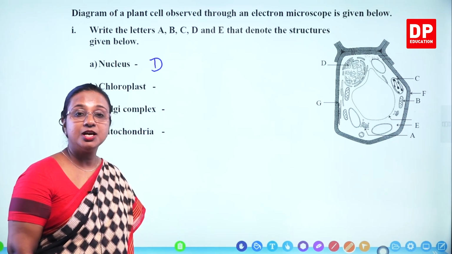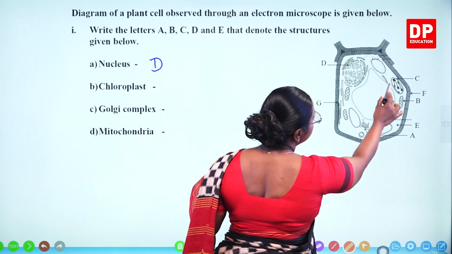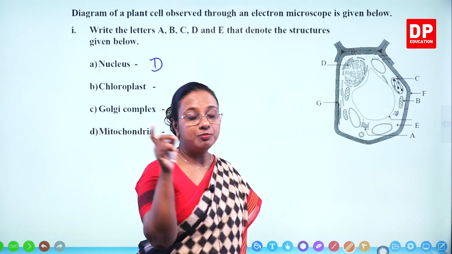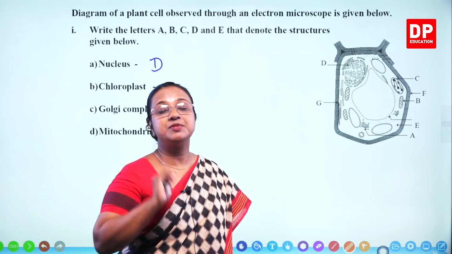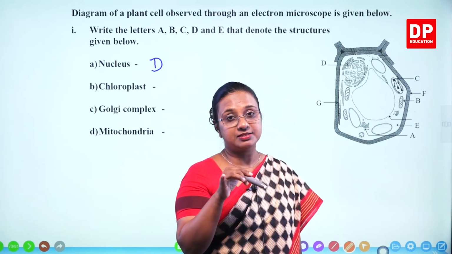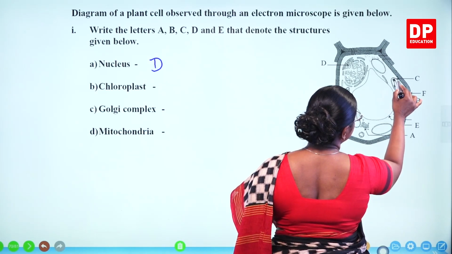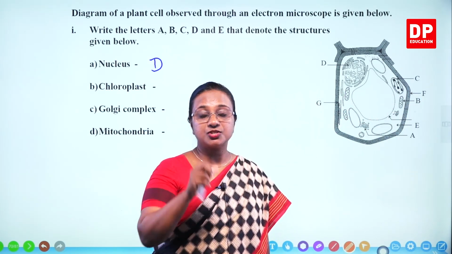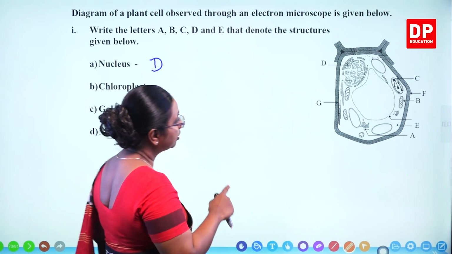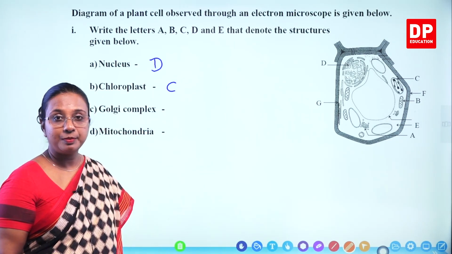Then the next one is chloroplast. How do we identify the chloroplast? There are two structures which can confuse you, C and B. They both look like rod-shaped structures. But in B, you can see the folded membrane inside. So that is a mitochondria. Whereas C has these line-like structures or plate-like structures in between. So that is chloroplast. So structure C is the chloroplast.